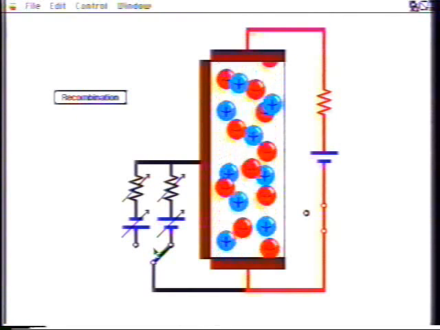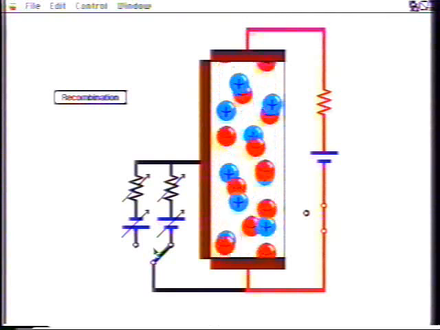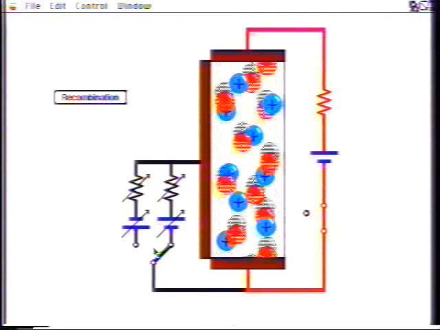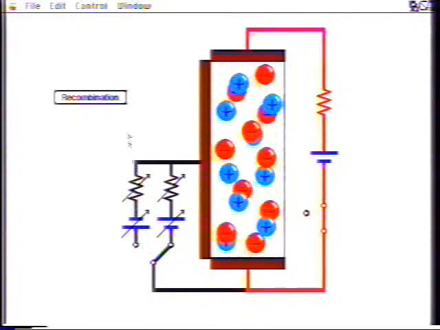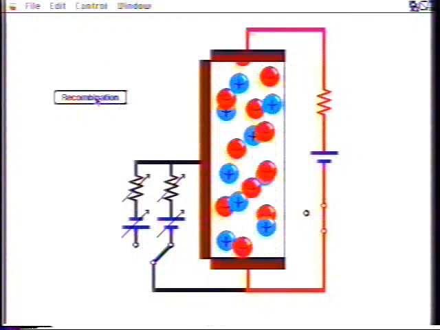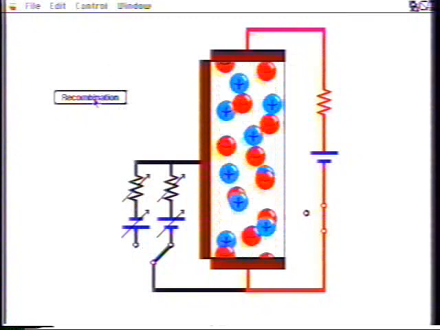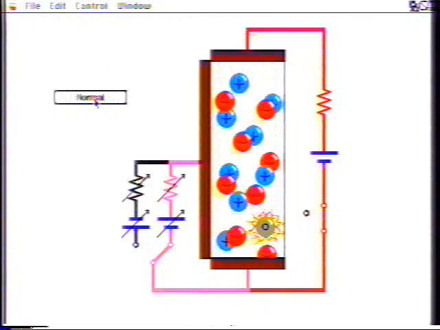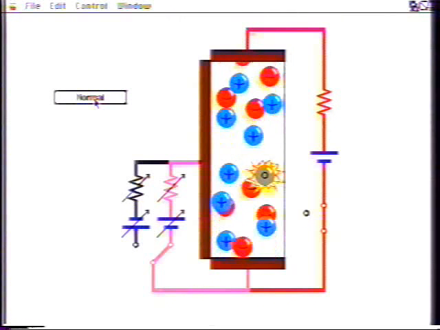Since the holes and electrons both exceed their thermal equilibrium densities, there is a net recombination of electron-hole pairs. This is illustrated here by a little explosion, as an electron and a hole disappear by recombination.